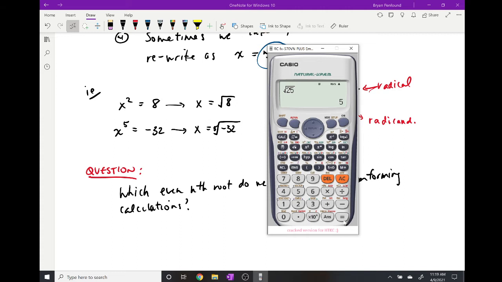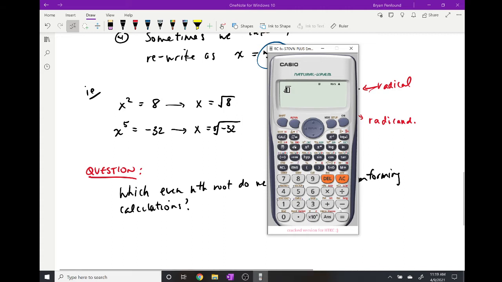Okay, so 25, and if I ask the calculator to simplify this, it's going to return back the number 5. Yet we know that negative 5 squared is also equal to the number 25. So why is the calculator choosing the positive number here over the negative number? Also, a couple other things to note.